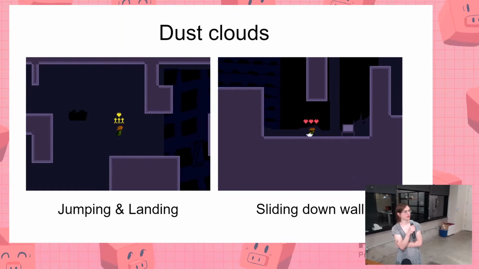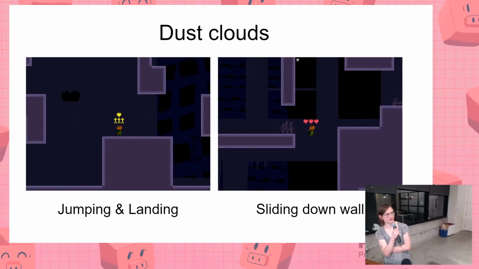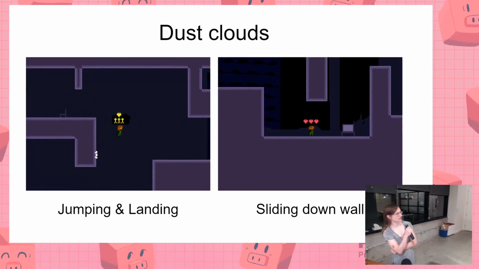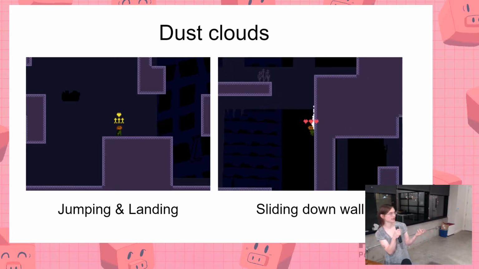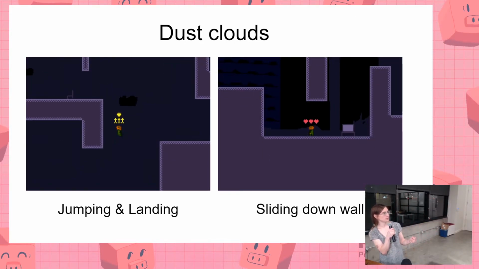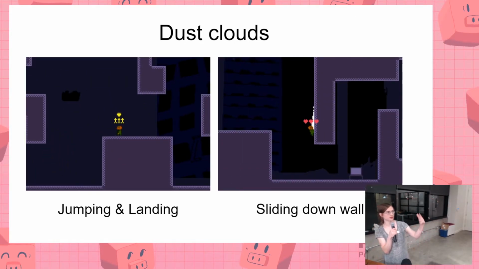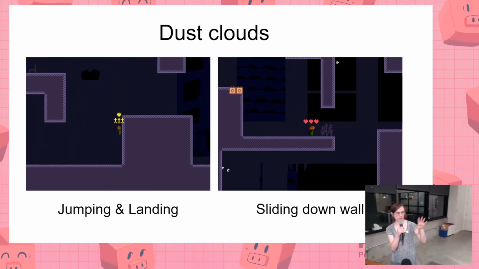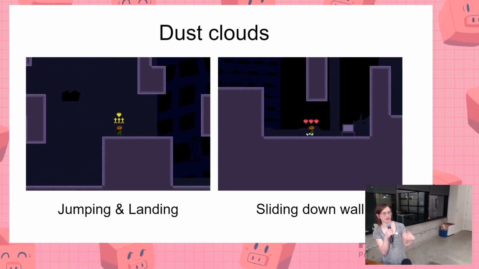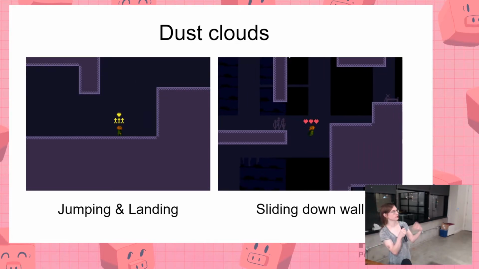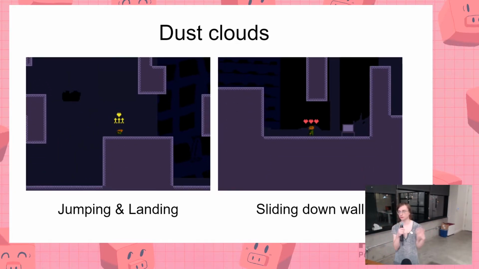Finally, I want to quickly touch on a few polish effects I think really add a lot. One is dust clouds. This is pretty self-explanatory. It's just when the player jumps or when they land or when they're sliding down a wall, you make a little particle effect behind them. And I think it helps sell the illusion of weight and makes it feel more tactile.